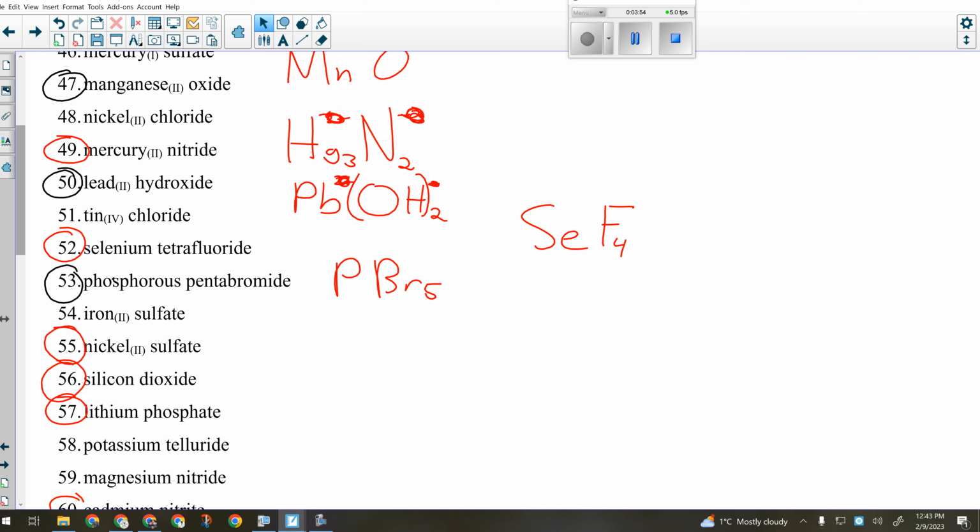And then number 55, we're back to ionic because we got a Roman numeral again. We got nickel with a 2 plus charge with sulfate. That's SO4, a polyatomic ion that also has a negative 2 charge. So these are already good the way they're written. I could write it NiSO4, or I could write it Ni(SO4) in brackets, either way. And then our last one, silicon dioxide. Molecular, they're both nonmetals. Si, there's only one of it, O2.